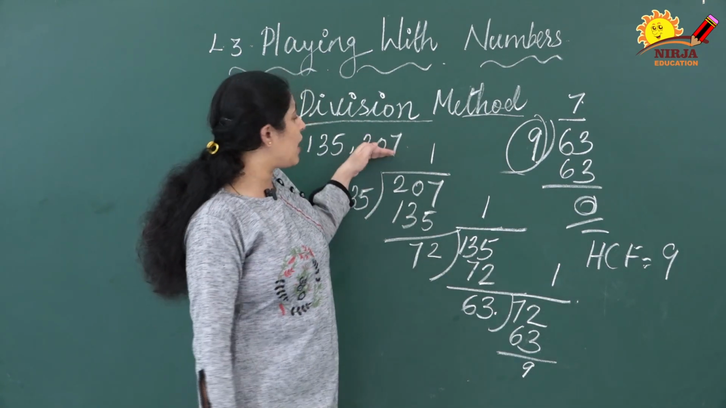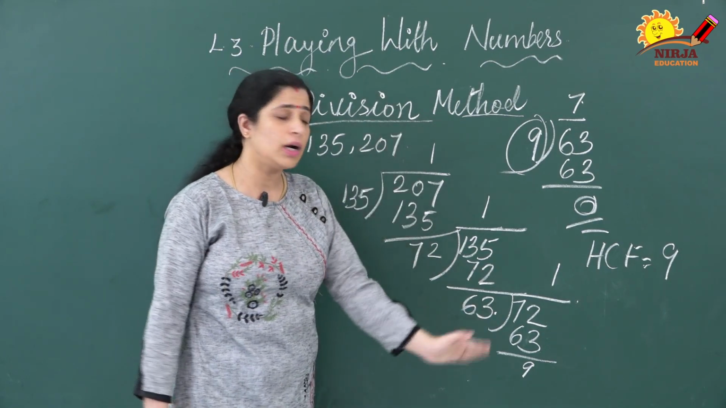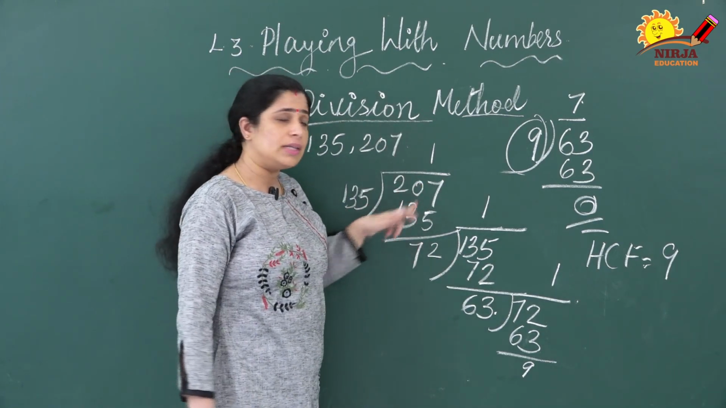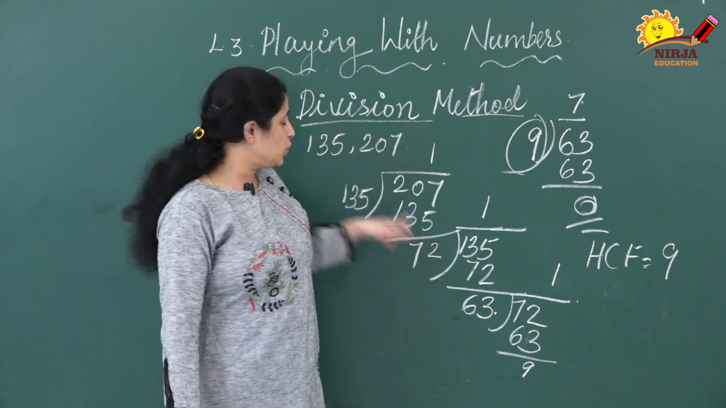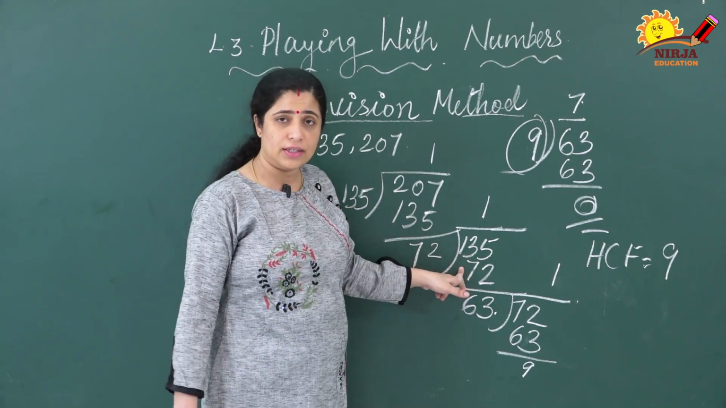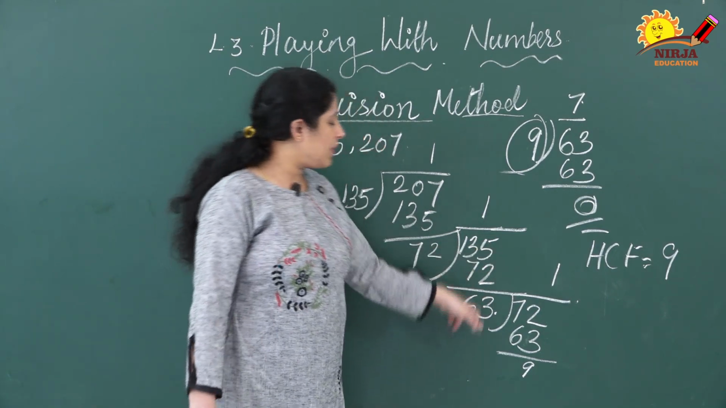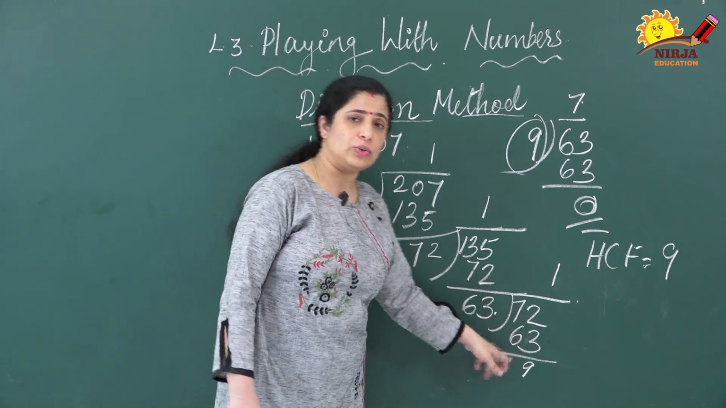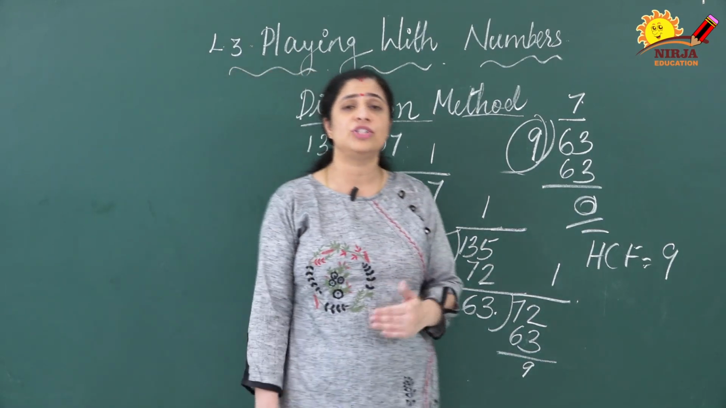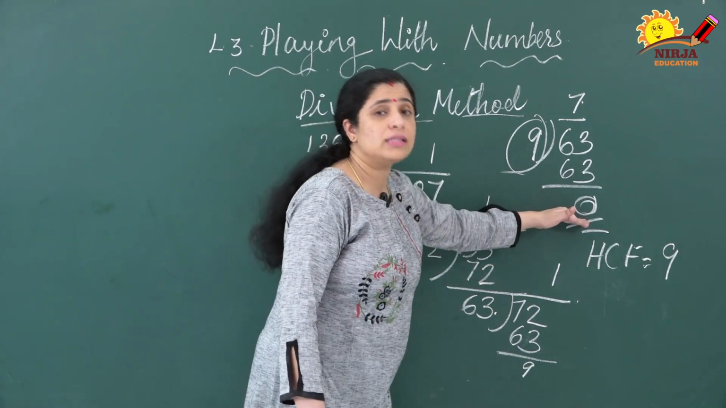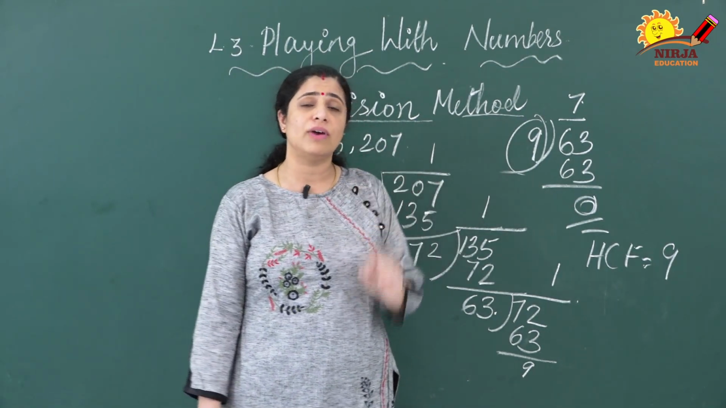What you have to do? You have to do the division of the bigger number by the smaller number. Then you should continue. First you are doing the division, then subtraction, you are getting this 72 here. So by 72 you have to divide this 135. Again subtraction, you will get one remainder, and by this remainder you have to divide this 72. So this process should go on, and you have to do the division until you are getting the answer as 0. So HCF will be the number by which you have divided last.